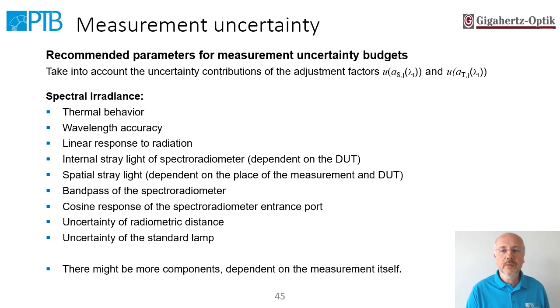And so-called geometric parameters such as the angular dependence of the input optics and the reference plane for distance measurements are included in the uncertainty calculation. The measurement uncertainty of the calibration of the standard lamp is also a significant contribution. There might be other components that depend on the measurement conditions. Therefore, it is recommended to perform a comprehensive measurement uncertainty analysis in connection with the characterization of the instrument, which we cannot go into details here.